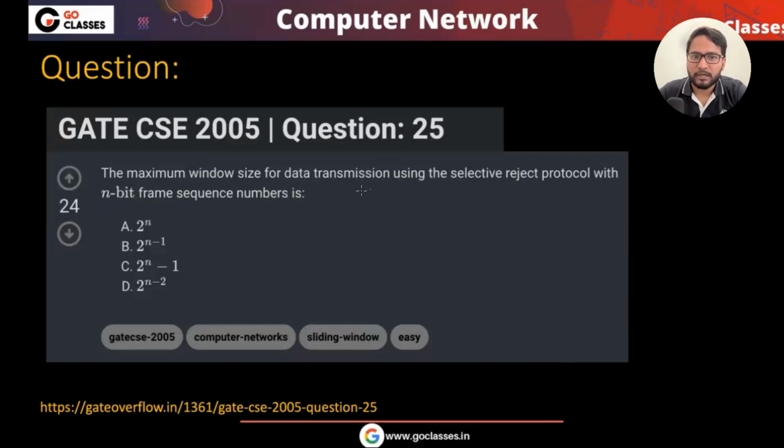Maximum window size: if there are n bits, you have 2 power n distinct sequence numbers. In selective repeat or selective reject, you need to divide them half and half, which means you give half of them to the sender and half of them to the receiver. The window size they're asking is 2 power n divided by 2, which is 2 power n minus 1. B is the answer, right?